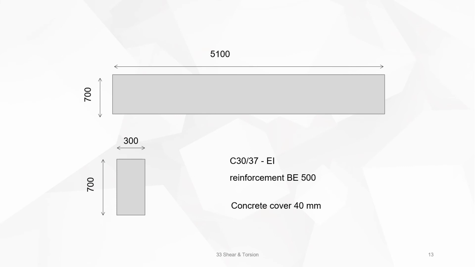Now we have to make a little sketch or a drawing. This is the drawing of the concrete itself. It's straightforward, there's nothing to it. Just remember, you always have to put the environmental class, the concrete grade, the reinforcement quality, and the concrete cover on the drawing.